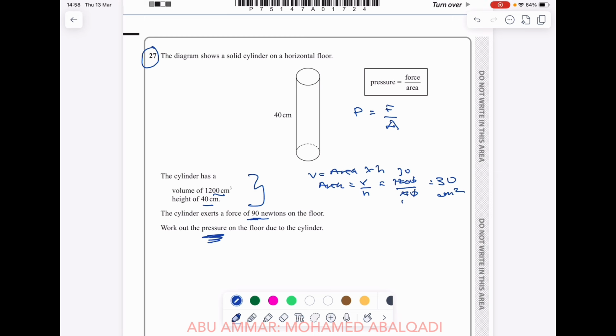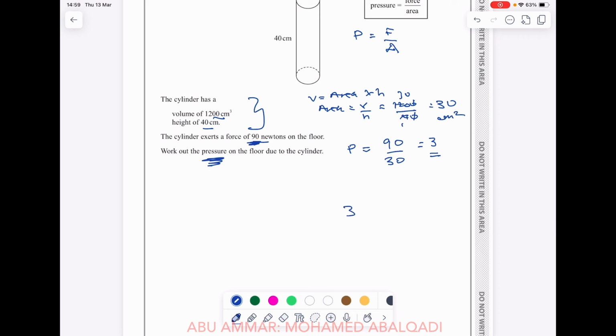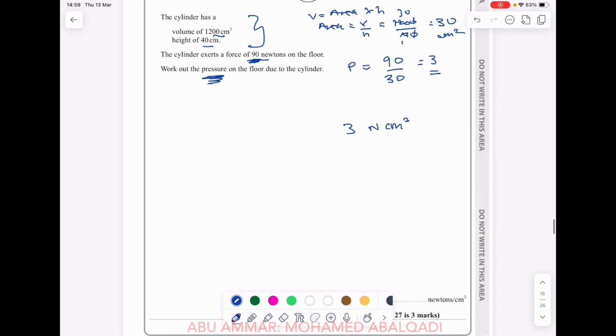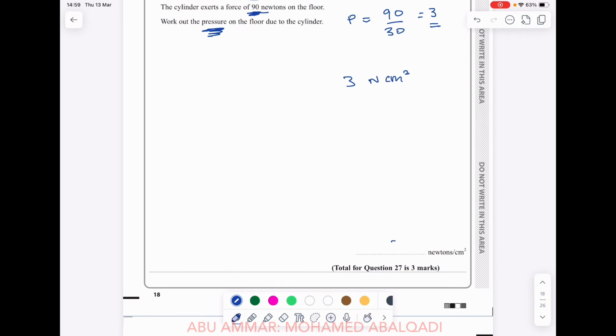From this information, we can work out the pressure, which is force, which is 90, divided by the area, which is 30. So the pressure will be 3. In this case, it will be 3 newtons per square centimeter, or 3 newtons per square centimeters. So 3 newtons.